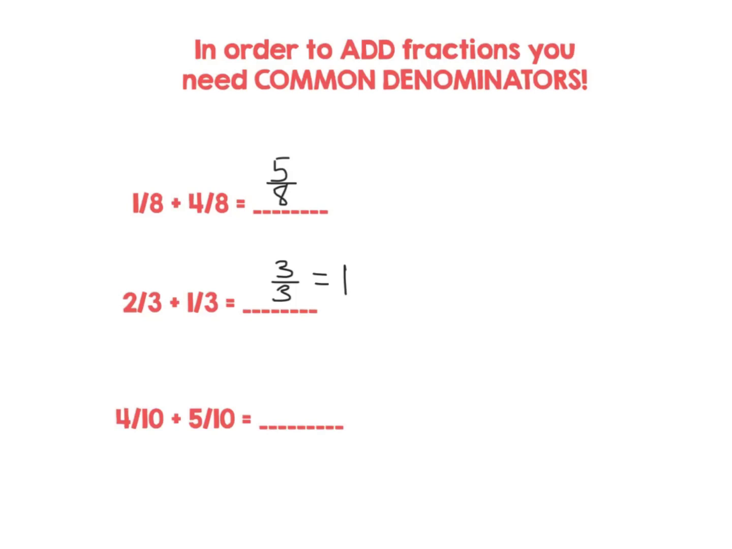Last, we're going to solve 4/10 plus 5/10. I know that I have common denominators because the numbers in the bottom are the same. So easy peasy lemon squeezy, I add my numerators. 4/10 plus 5/10 is 9/10.